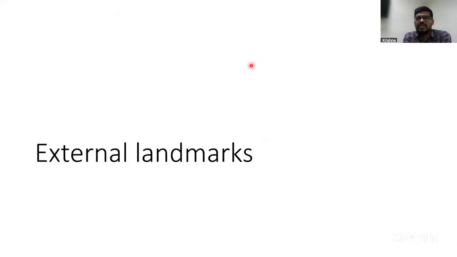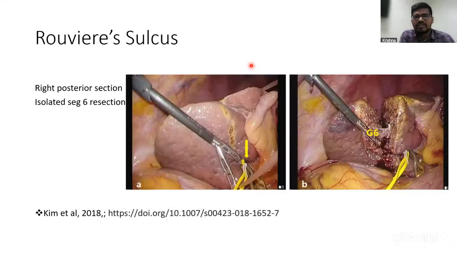So these are the internal ones; we also have some more external landmarks. Another is the Rouviere's sulcus, which is a very common landmark that helps in the right posterior sectionectomy. Just by looping the Rouviere's sulcus, we will be able to loop the pedicle to the right posterior sector, which will give the demarcation line to the right posterior sector.